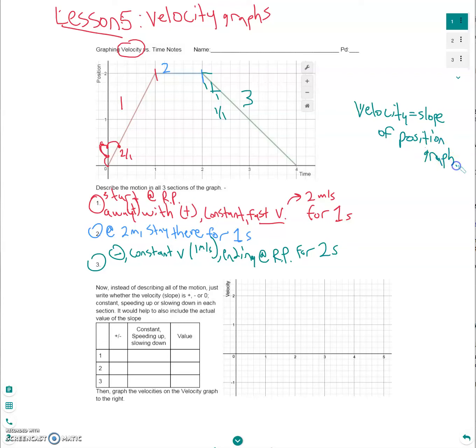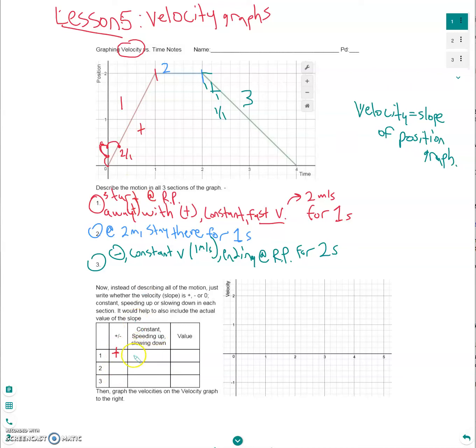Okay, so let's put these 2 things together down at the bottom here. So instead of describing the motion, just write whether the velocity or the slope is positive, negative, or 0, constant, speeding up or slowing down in each section. So let's go to step 1, section 1 here. In section 1, is our slope positive or negative? Well, our slope is positive. How do we know that? The line's pointing up, right? So that's a positive slope.